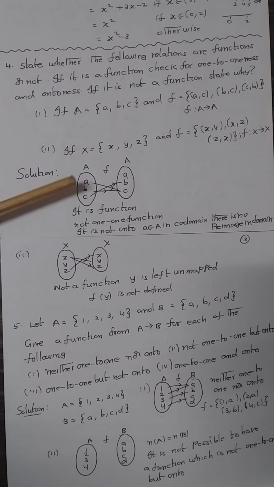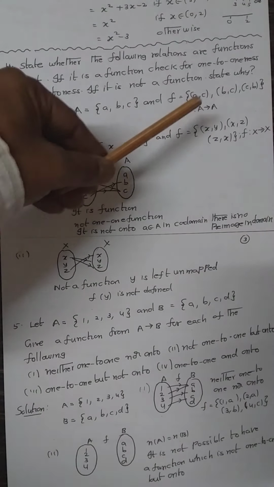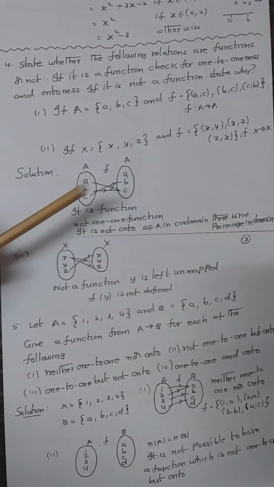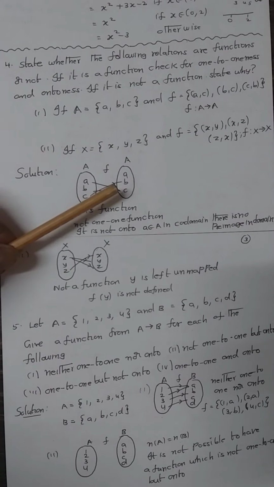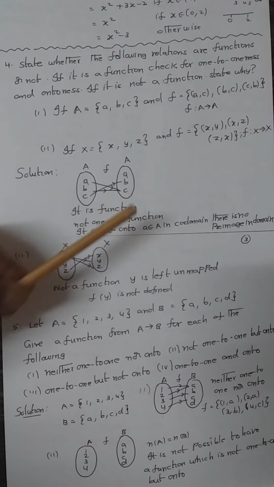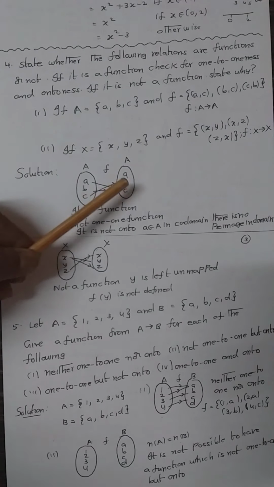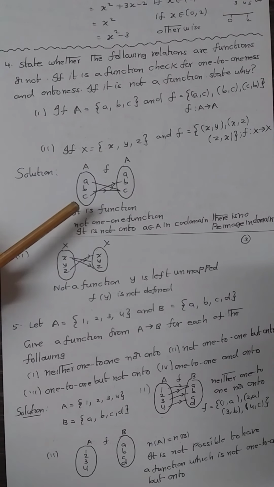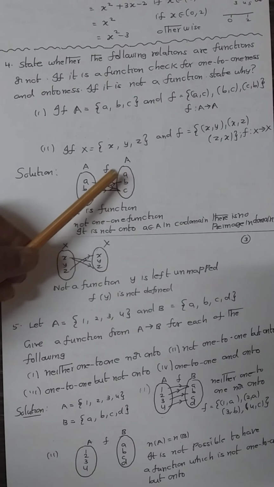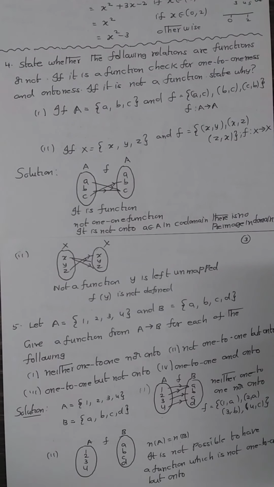See a, b, c, here also a, b, c, because the function is from A to A. Now a is mapped with c, so a to c. Next b is mapped with c, so b to c. a and b have the same image c. Then c to b, not a. a is left unmatched. Okay, so if you draw like this, students, you have to tell whether it is a function or not.